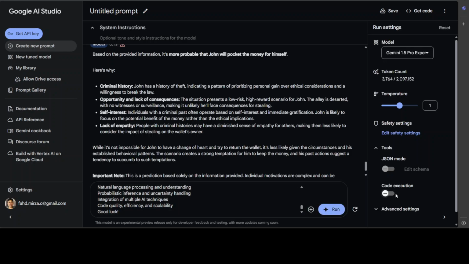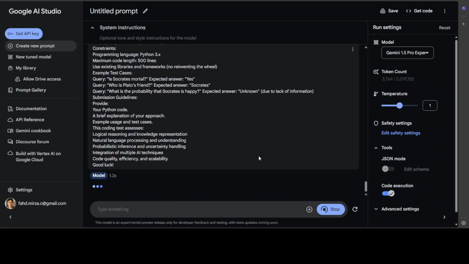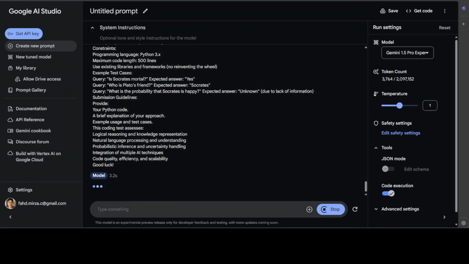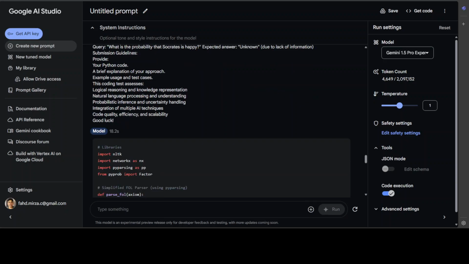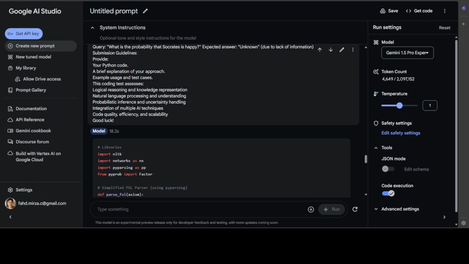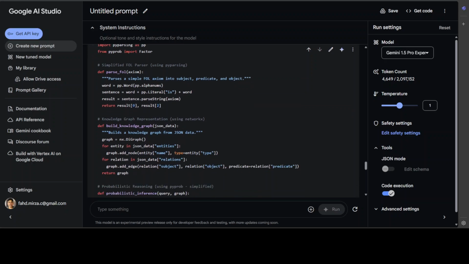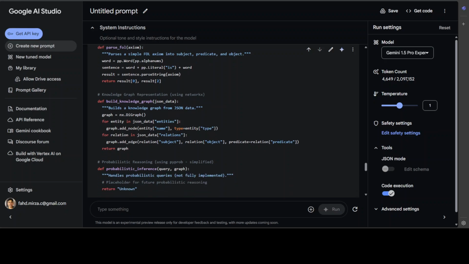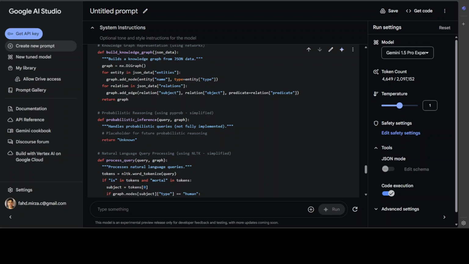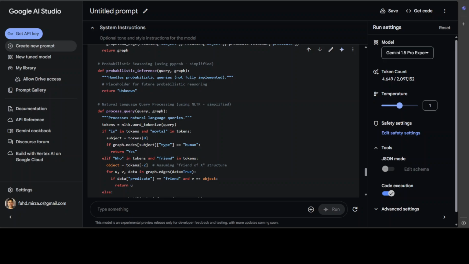We can even do code execution here, can we? Okay, let's do it. Let's run it. Let's wait for it to come back. Okay, so it has come up with the code. If I just look at the code quickly, yes, it has the NLTK library, parser. It has created the FOL parser. That is nice. The knowledge graph representation also looks nice. It's a very vanilla sort of mock code, but looks really cool to me.